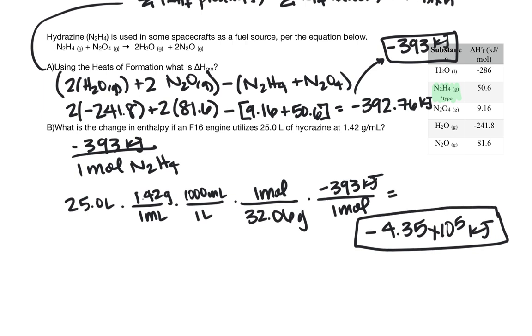So basically, it costs a lot of energy because we used a lot of hydrazine. This is true in all of these, and it's part of why Hess's law works, because the amount of energy is proportional to the ingredients in the equation.